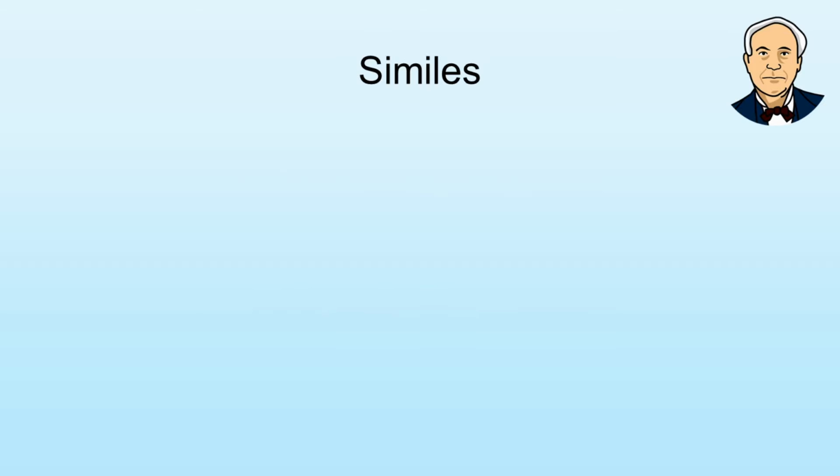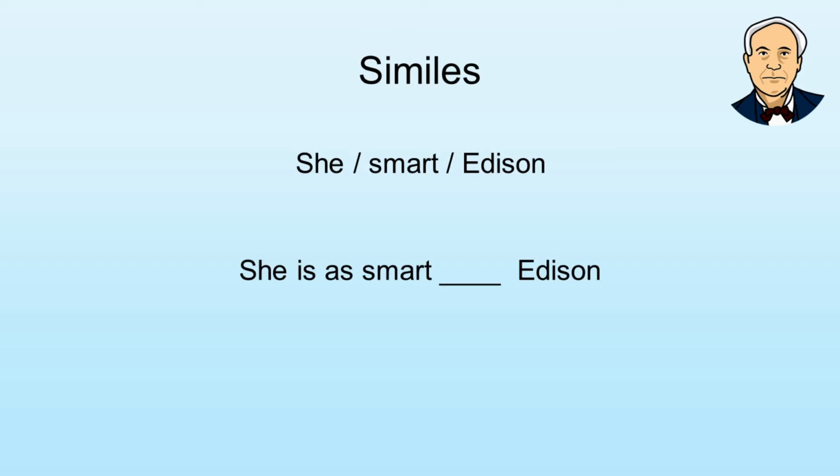How about this one? She, smart, Edison. She is as smart as Edison. Or, she is smart like Edison. When you have an as, you must use a second as. She is as smart as, or if there is no as, she is smart like. Okay.